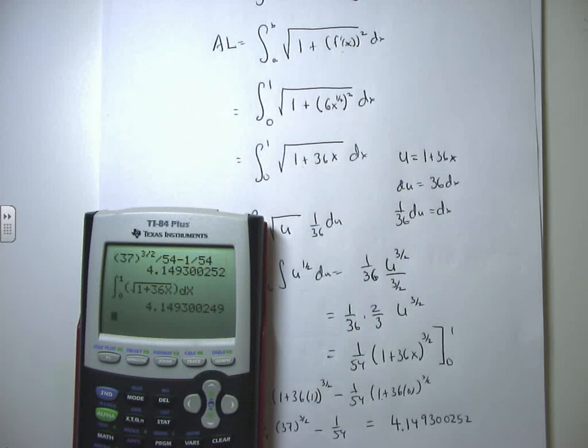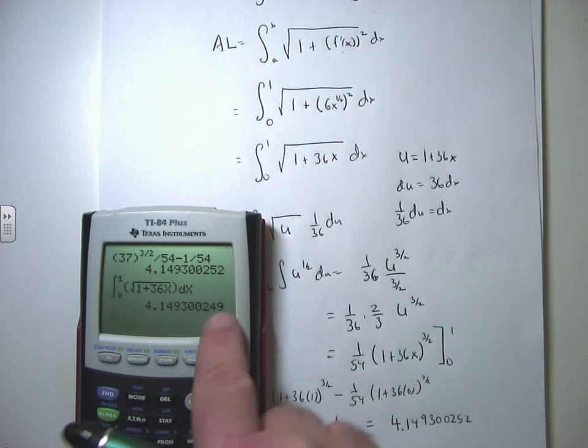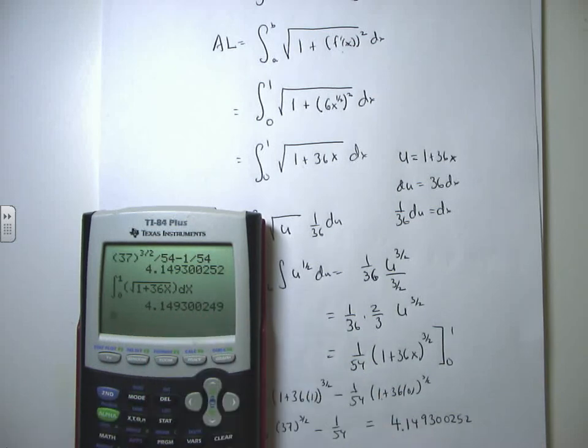And I feel much better about my answer. Of course, this is a computer calculating this with a Riemann sum, so there may be a little bit of rounding error, but pretty much I got the right answer. Does that make sense?